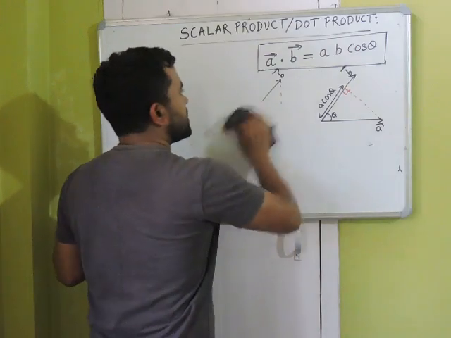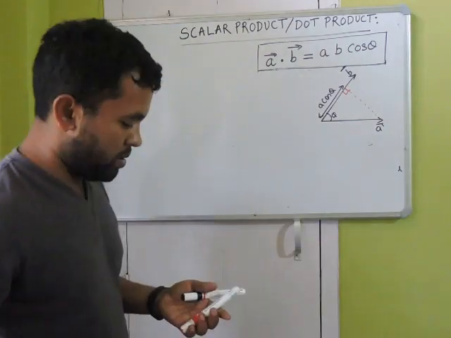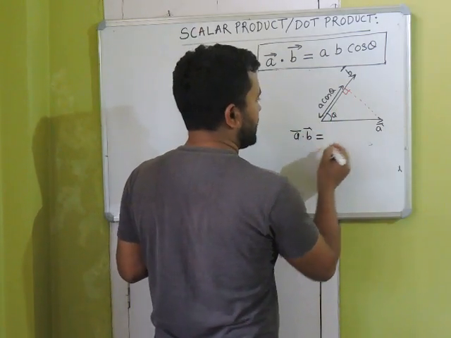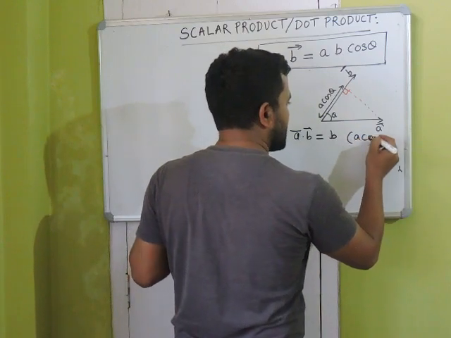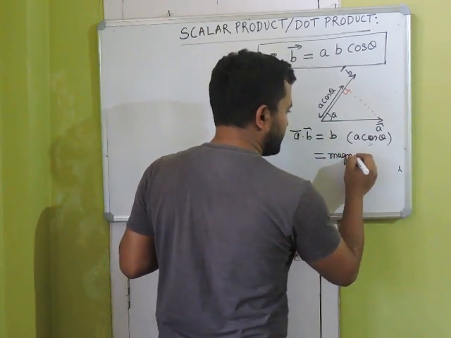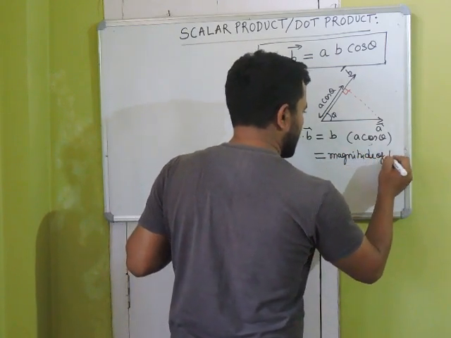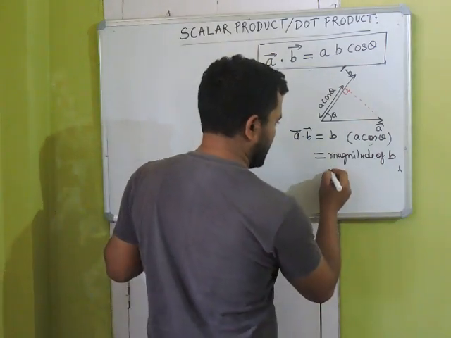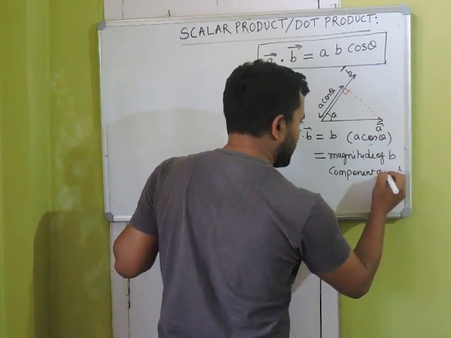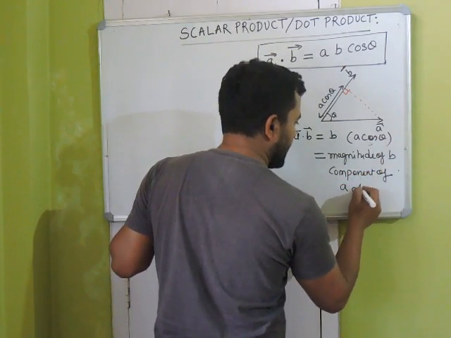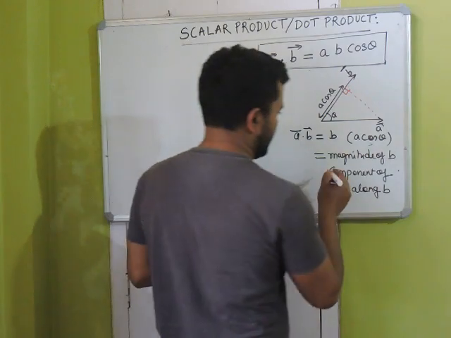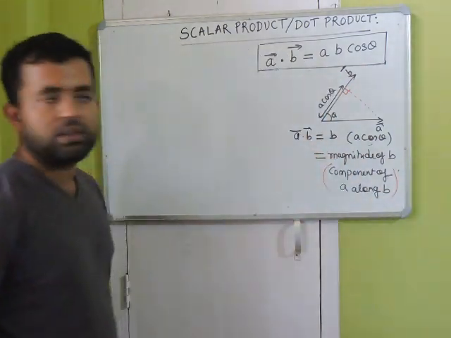So if I see this one now, this can be again A dot B, I can write it as B, in bracket I am writing A cos theta. Now this is magnitude of B into component of A along B. Okay, so sometimes we look at the same equation in a different way.